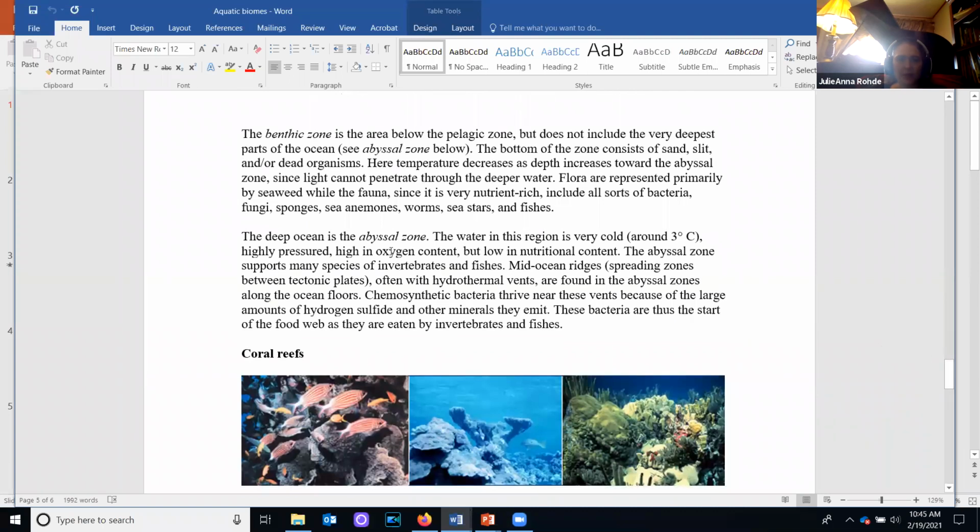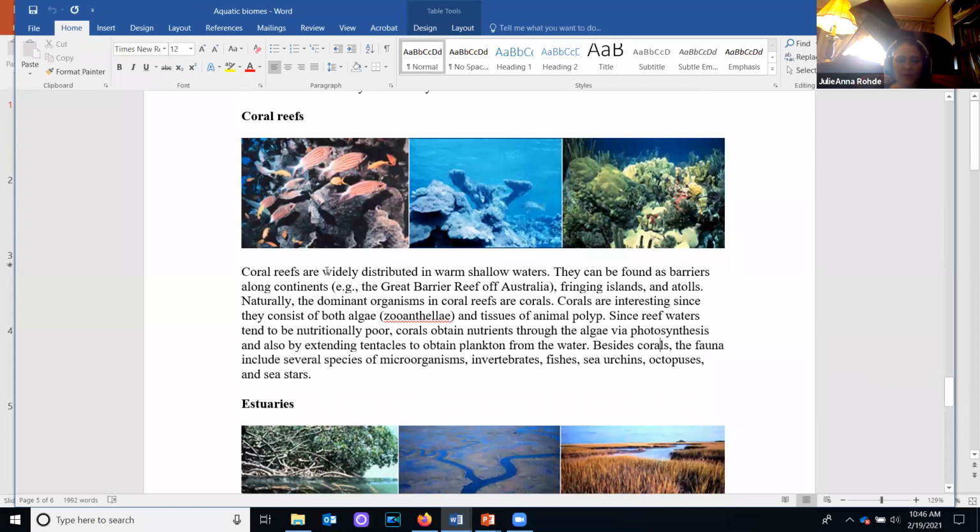The benthic zone is underneath the pelagic zone. And then we have the abyssal zone, which is the really, really deep part. This is the coldest region, around 3 degrees Celsius. You don't have light down there either. So what you find are things like chemosynthetic bacteria that break down chemicals for their energy instead of producing sugar through photosynthesis. That's not going to be there because photosynthesis isn't occurring. And then when things die, they fall down, so you have scavengers down here that eat decaying things.